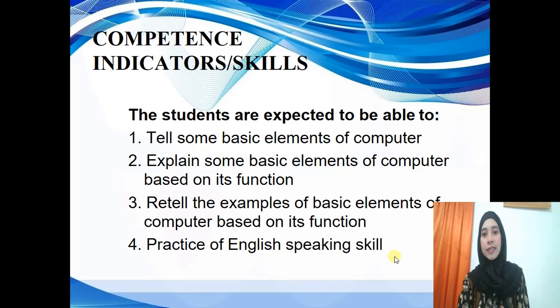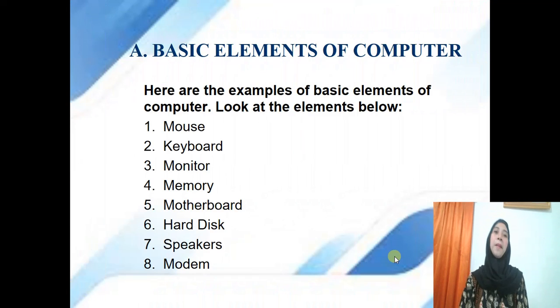Okay, I will continue. Next slide. Point A. Basic elements of computer. Here are the examples of basic elements of computer. Look at the elements below.